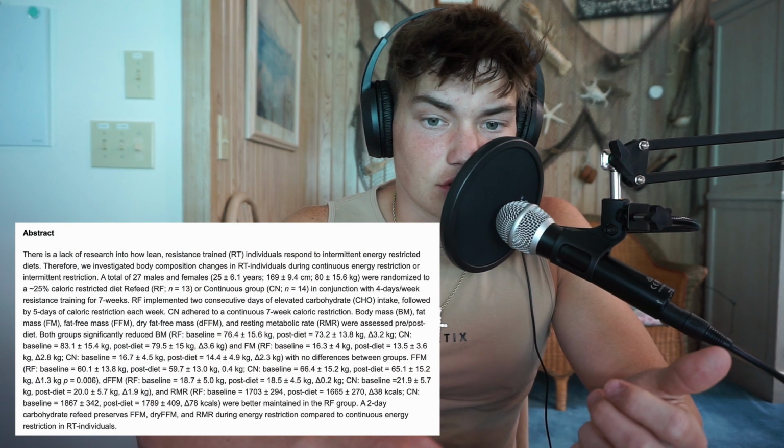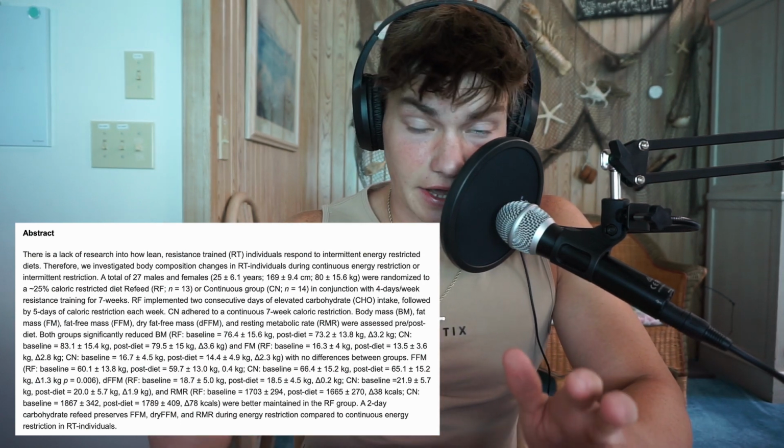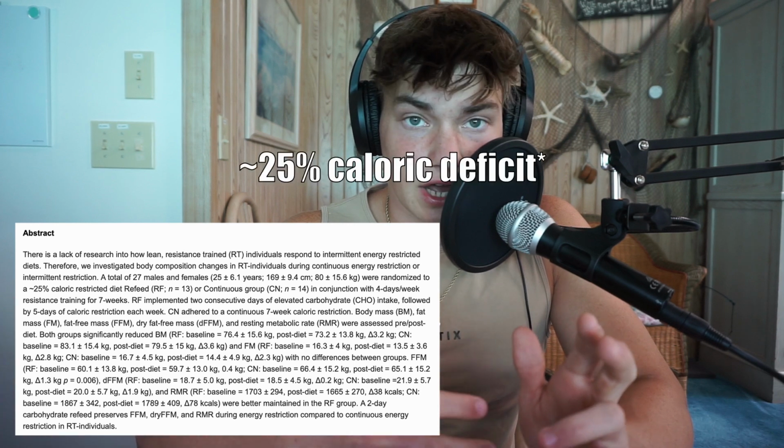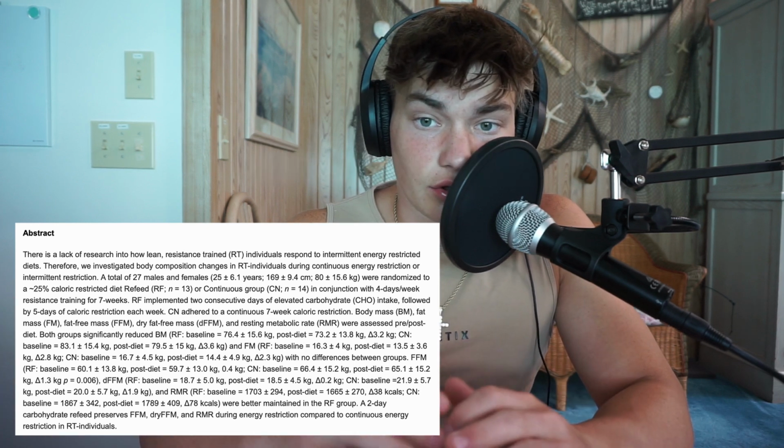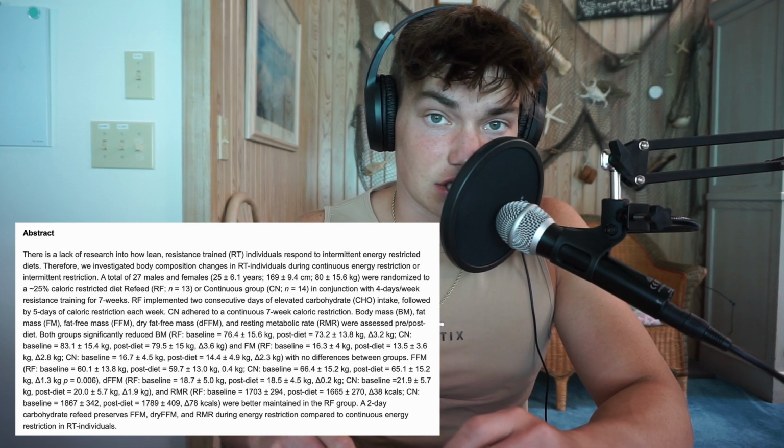Basically 27 males and females for 7 weeks, where for 5 days they would eat in calorie restriction, so in like a 500 calorie deficit, and then on the weekend, Saturday and Sunday, they would have a 2-day refeed where they would actually eat maintenance calories. And basically what they found in the study was that when there was a 2-day refeed, where they go back up to maintenance calories, it actually preserved their metabolic rate as well as their fat-free mass a lot more than the control group.